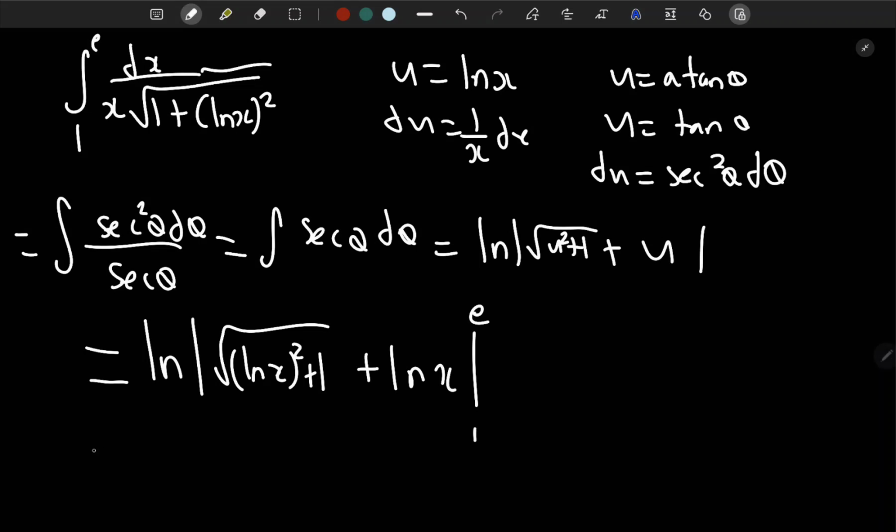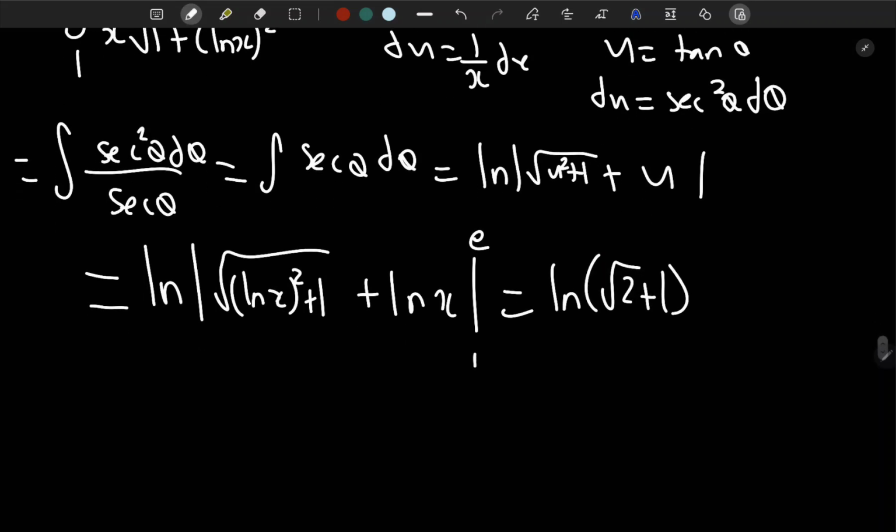And guys, remember that ln of e is equal to 1. So I'm not going to go into details here. I'm going to write the final answer, or you can just replace x with e first and type it on your calculator, and you will get the final answer as ln of radical 2 plus 1. And if you want to see the workings, I can write it here.